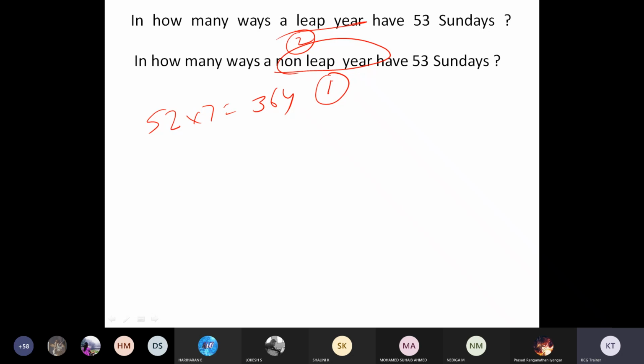So whenever the question comes, in how many ways a leap year can have 53 Sundays, let it be 53 Sundays, Mondays, Tuesdays. If they ask you 53 of any day in a leap year, your answer is it is possible in two ways only. But in a non-leap year, 53 of any day is possible in only one way. I repeat, 53 of any day in a leap year is possible 2 ways, and in a non-leap year 1 way.